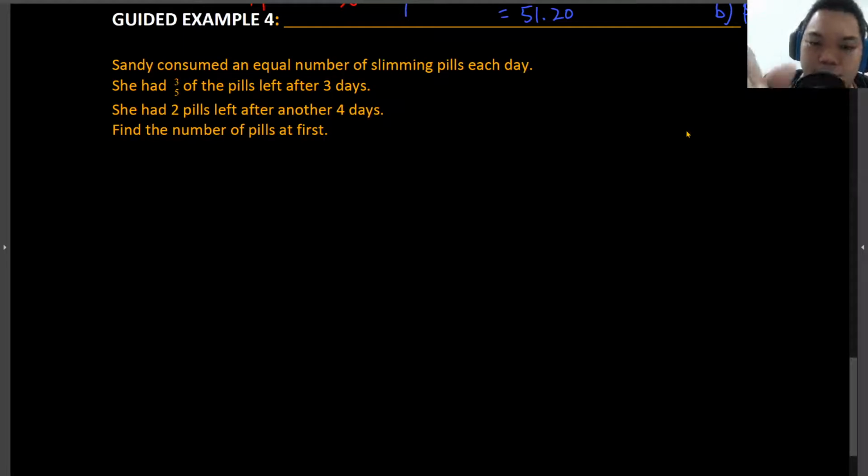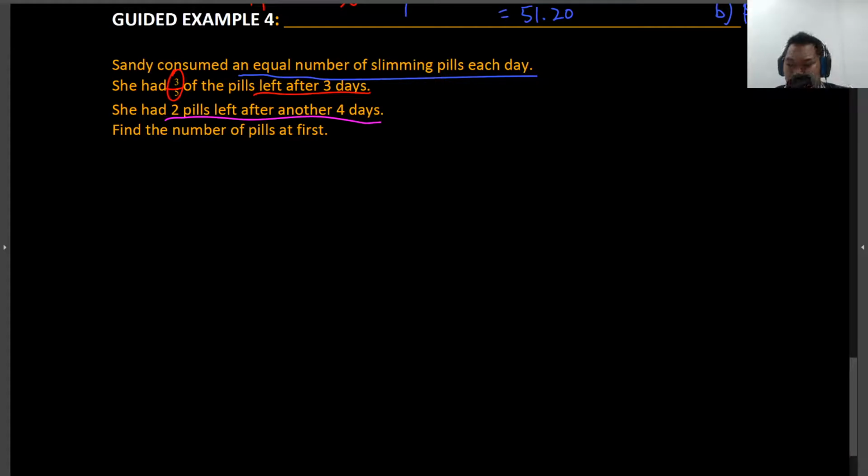Okay, so Sandy consumed an equal number of slimming pills each day. This part is very important. She had 3/5 of the pills left after 3 days. Then she had 2 pills left after another 4 days. Find the number of pills at first.